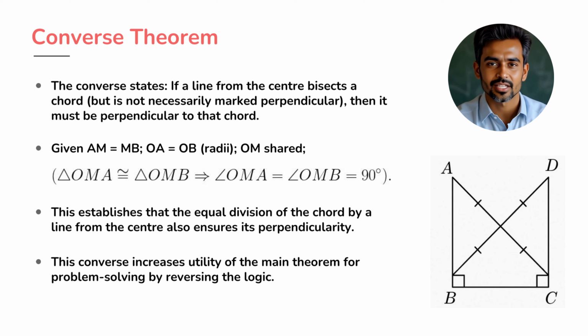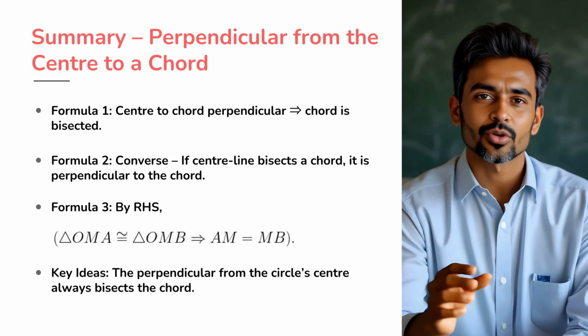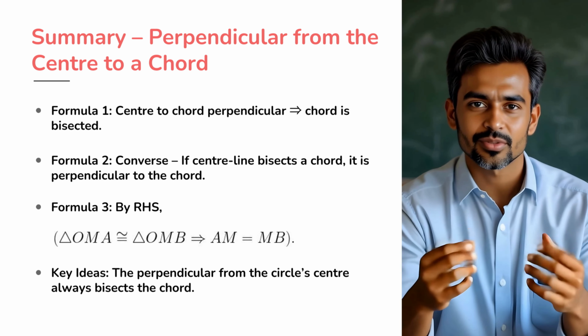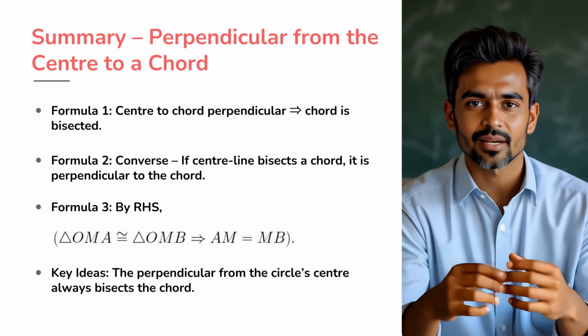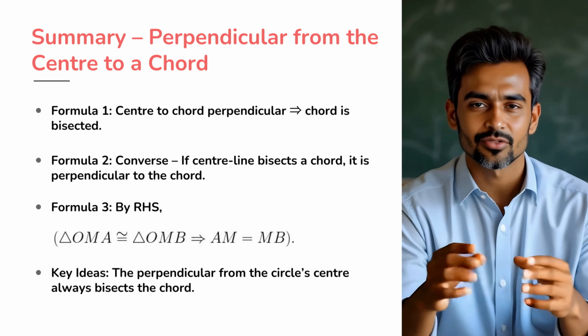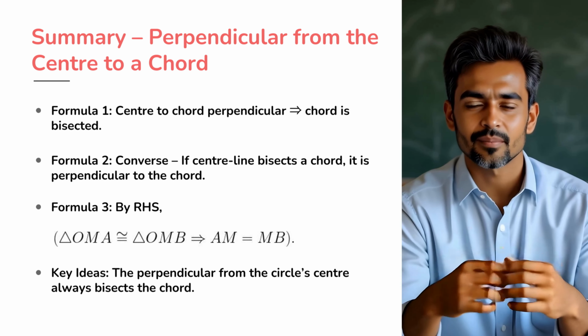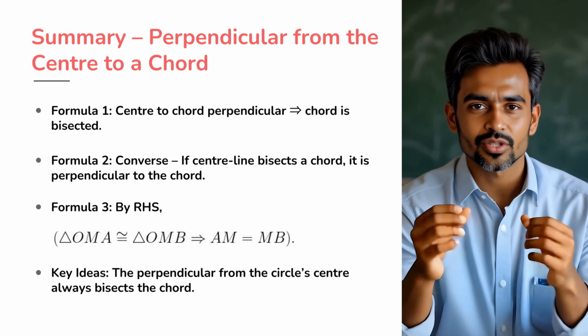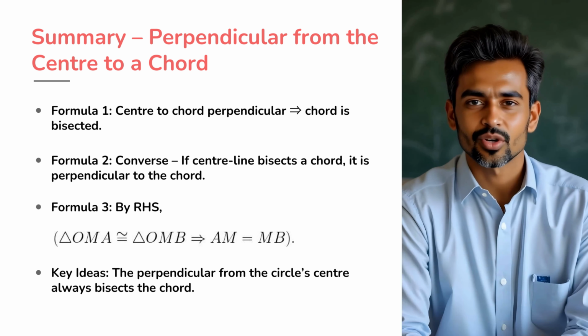This converse is very useful in solving problems because it lets you work backwards. If a center line halves a chord, you automatically know it's perpendicular, even if you weren't told upfront. Pretty cool, right? Let's take a minute to recap what we learned today. 1. When you draw a perpendicular from the center of a circle to a chord, it bisects the chord. This means it divides the chord into two equal parts. 2. The converse is also true. If a line from the center bisects a chord, then that line is perpendicular to the chord.